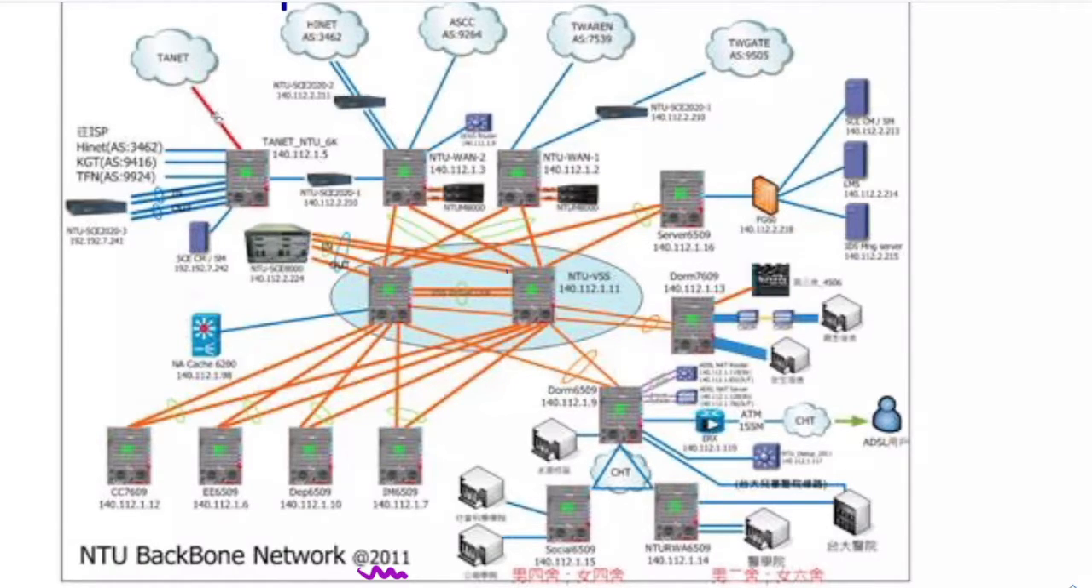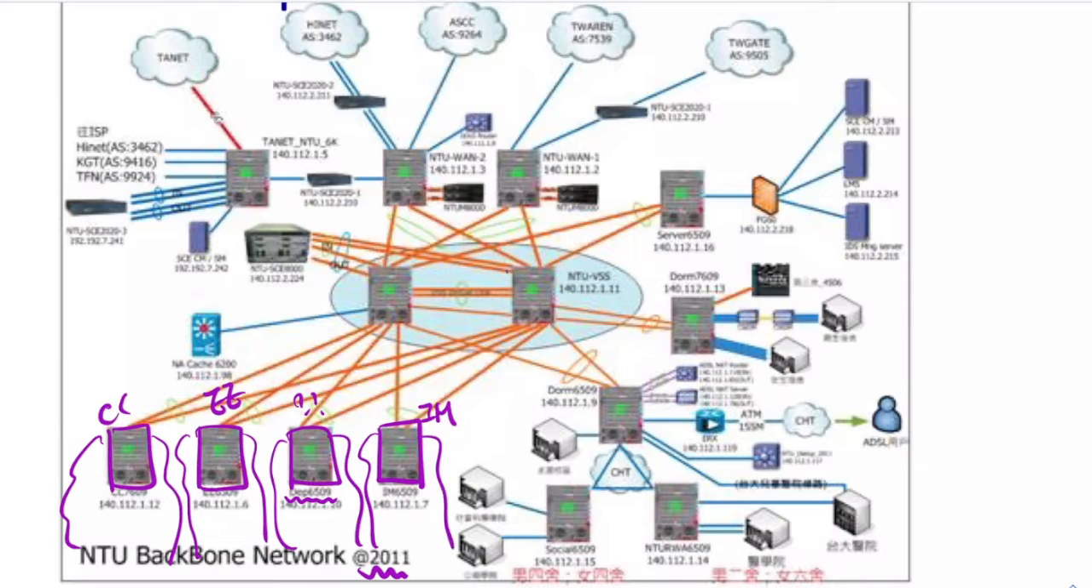There are some departments in National Taiwan University that know how their network works. For example, here is a router managed by the information management department. That one is managed by computer science. I think that one is double E, and I don't know which one this is. Those departments will manage the neighboring routers in their area, as we mentioned in OSPF, right?